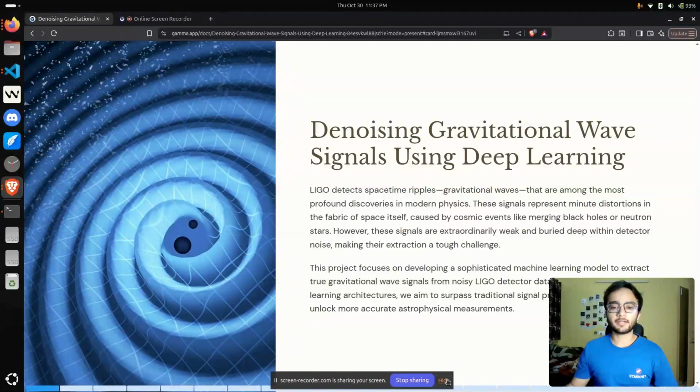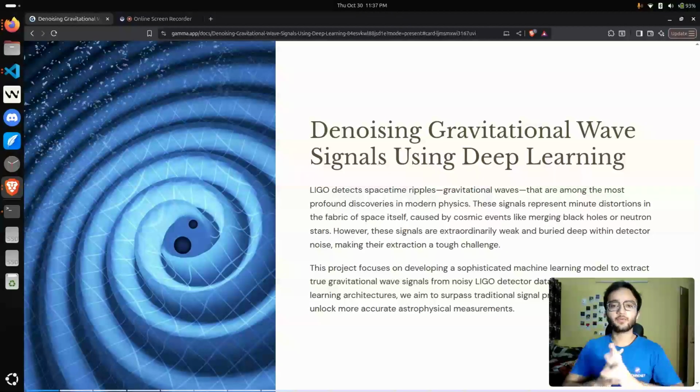So the main idea behind this project is that LIGO detects space-time ripples, that are gravitational waves, that are some of the most profound discoveries in modern physics. These are small distortions in the fabric of space-time itself. Gravitational waves are basically ripples in spacetime caused by massive accelerating bodies, for example, merging black holes or neutron stars. These are incredibly faint and these are covered in noise while detecting. So, by using deep learning architecture, I am aiming to suppress the noise and get the signal.